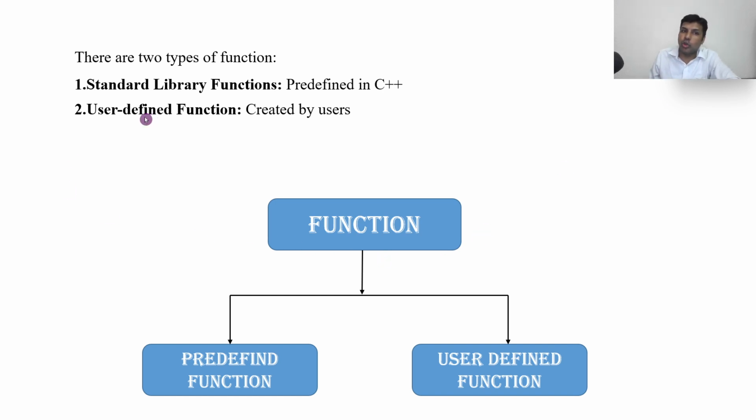So coming to the next function, what is that? User defined function. Till now we have seen predefined functions, which are already coded and recorded in the library. Now a user defined function is created by us. Standard library functions are predefined functions which are already written, while user defined functions are created by us. So we can create our own functions using user defined functions. Let us see how this works.